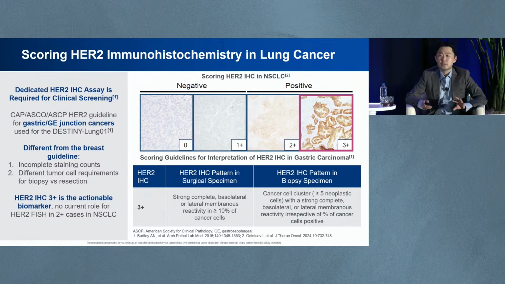And so there's big differences between actually these 2 guidelines. So the thing about the gastric cancer guideline is that incomplete tumor cell staining actually counts as a positive signal. And then another big difference is that there are different tumor cell requirements for biopsy versus resection. So for biopsies, there's actually a lower threshold because of the possibility of undersampling. And then again, 3+ IHC is really the only actionable biomarker that we need to think about. And so currently there's no role for doing things like HER2 FISH for equivocal cases in lung cancer as is standard in breast cancer.